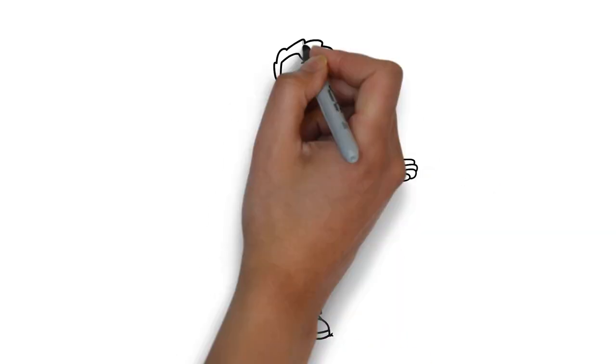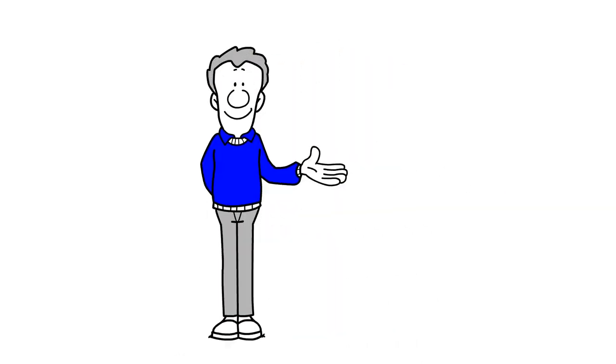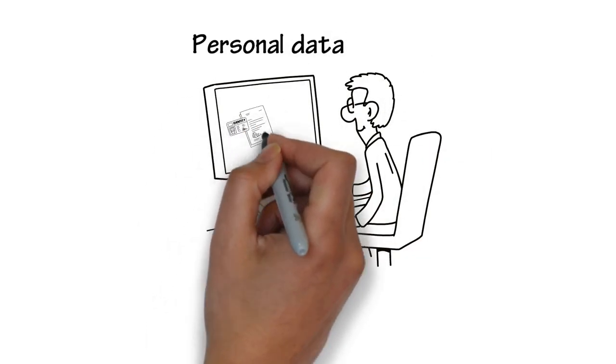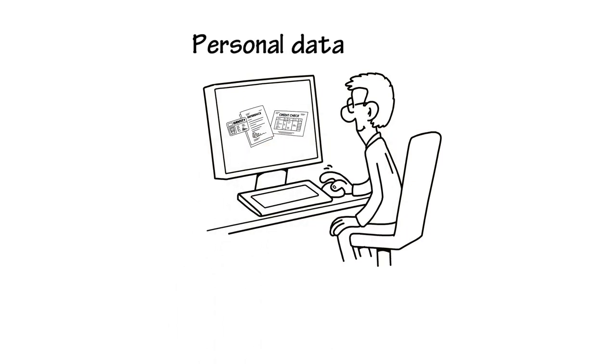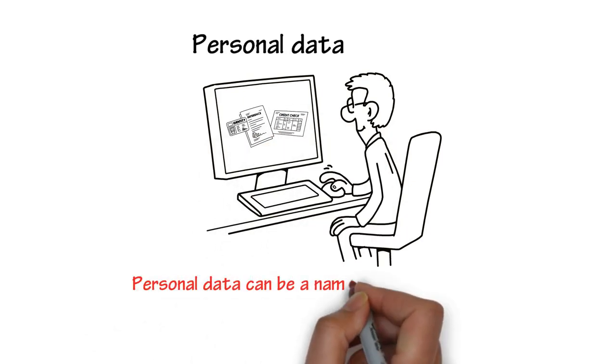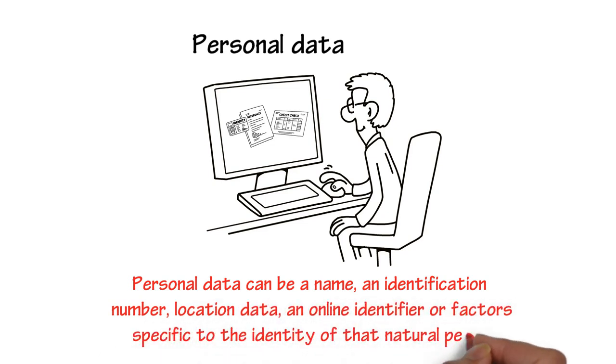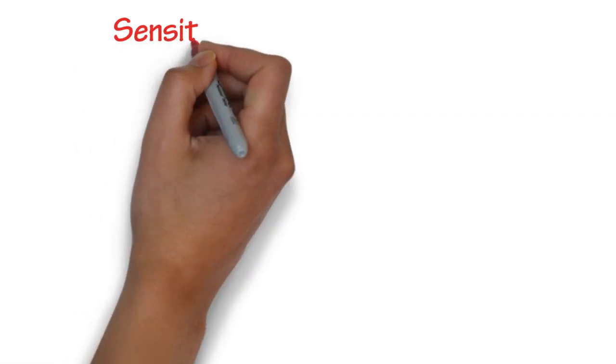These are the most important concepts in privacy legislation. Personal data. Personal data is any information relating to an identified or identifiable natural person. Personal data can be a name, an identification number, location data, an online identifier, or factors specific to the identity of that natural person.